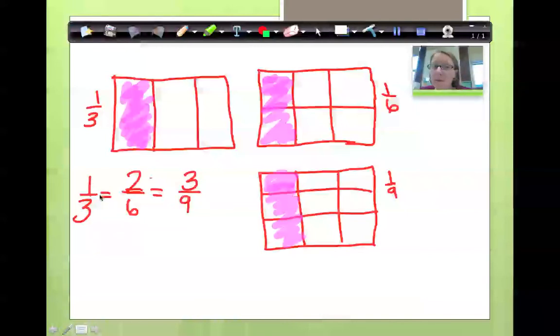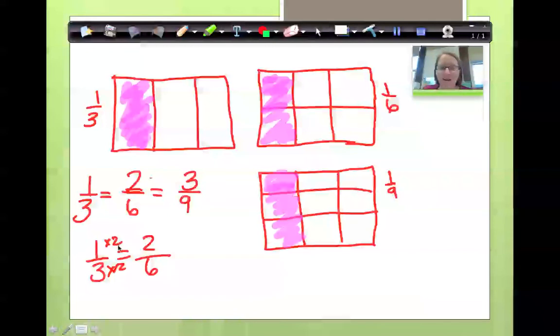1 times what gives me 3? 3. 2 times what gives me 6? 3. 3 times what gives me 9? 3. See how we can use our multiplication tables to figure it out? So if I had only given you, and I said 2 of something, can you figure this one out? Well, what did you do to the 1 to get the 2? You multiplied it by 2, right? So what could we do to this? Well, we could multiply it by 2, and that would be 6.